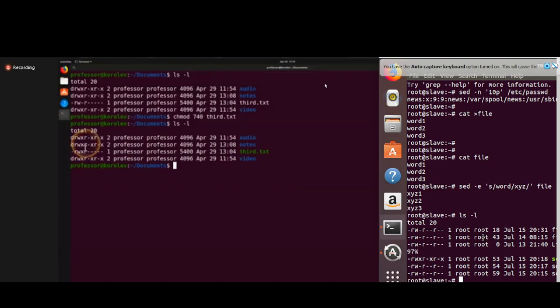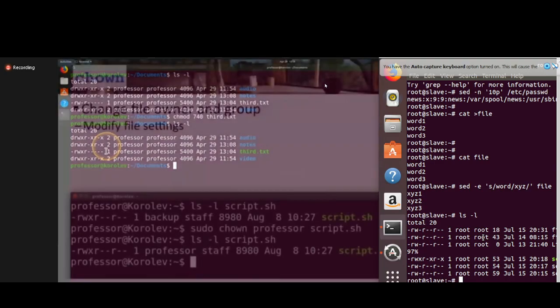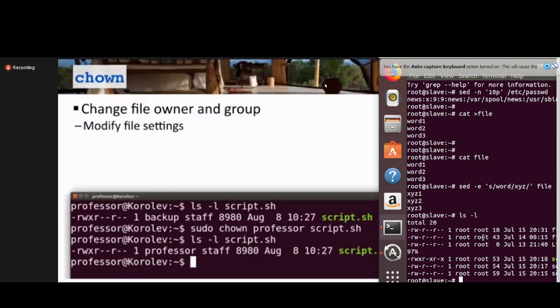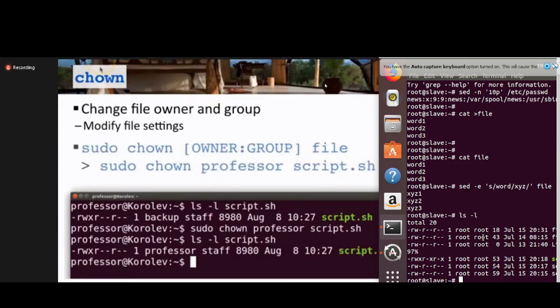RWX for the owner, R blank blank for the group, which is read only, and then no access for anyone else. Not only can you change the permissions associated with the user and group, you can change the user and group who owns that particular file. You would do this with the chown command. To use chown, you would type in sudo chown and then the owner:group that you'd like to associate to the particular file. For example, if you use sudo chown professor script.sh, it will change the ownership of this file for the user to be professor.